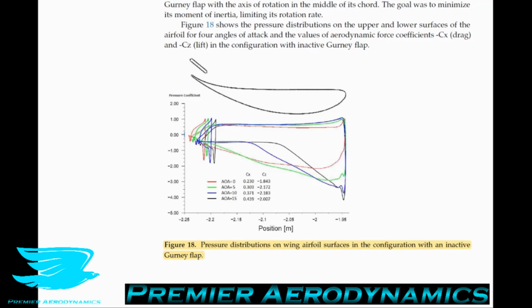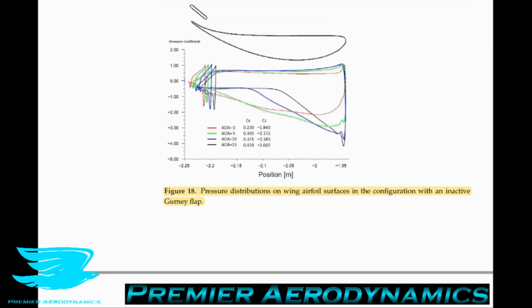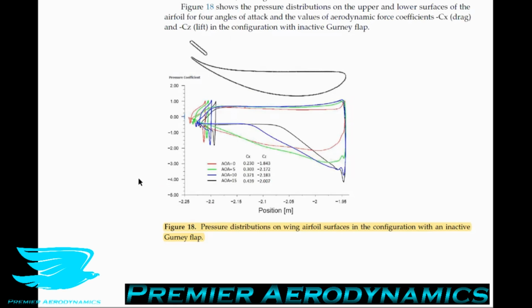They say figure 18 shows the pressure distributions on the upper and lower surfaces of the airfoil, for angles of attack, and the values of the aerodynamic force coefficients in the configuration with an inactive Gurney flap. So in other words, no Gurney flap. Up to an angle of attack of 5 degrees, no flow detachment is observed. At angles of attack of 10 and 15 degrees, there is a large flow detachment area on the airfoil's underside. So in other words, the suction side is stalling.